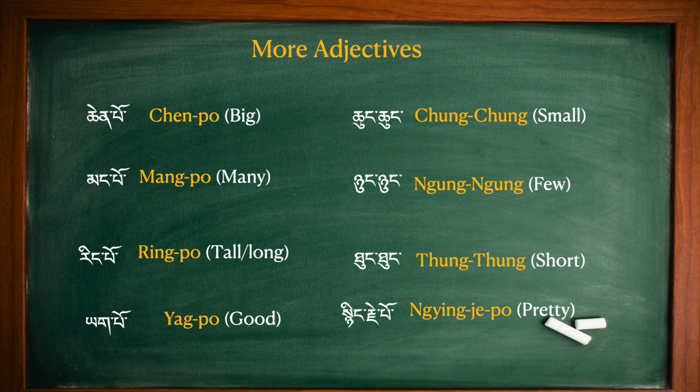shing yakpo. Pretty in Tibetan is nyingjipo. Pretty girl in Tibetan is pomo nyingjipo. Pomo, that is girl. Nyingjipo, pretty. Pretty girl is pomo nyingjipo.